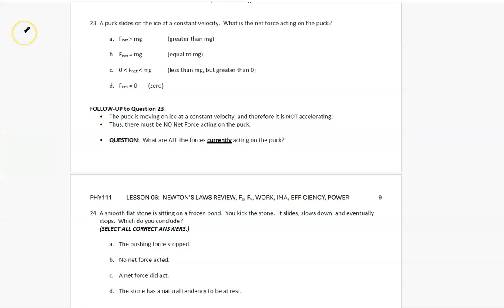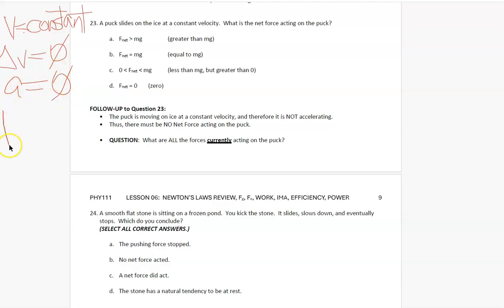A puck slides on the ice at a constant velocity. Okay, immediately you see constant velocity. Tells you lots of information. Velocity is constant. It doesn't mean 0. It just means it's not changing. If the velocity is constant, the change in velocity is 0. The acceleration is 0. The net force is 0.